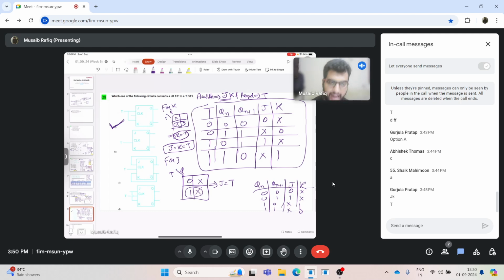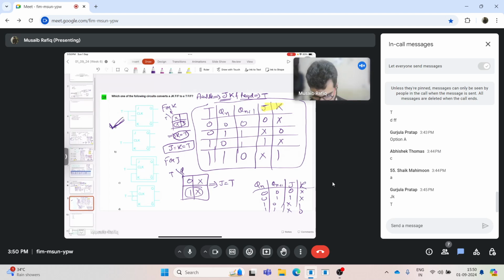So the mistake I had made earlier was that I wrote the characteristic table for the JK flip-flop, which was the available flip-flop. I had to make the characteristic table for the required flip-flop, that is T, and then the excitation table of the available flip-flop, that is JK. And ultimately I wrote the Boolean expression for J and K in terms of T and Q. So it came out to be J equal to K equal to T. That is option A. Any doubts?